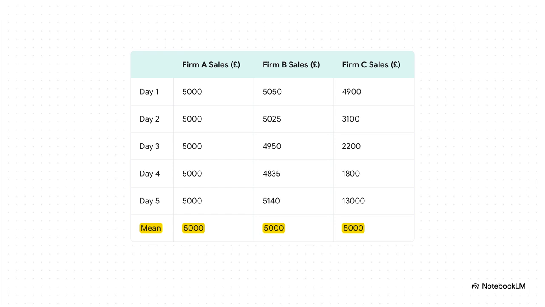Now look at this. Firm A is just rock solid. $5,000 every single day. Firm B, it wobbles a little, but it stays pretty close to the mark. But Firm C, whoa, it is a total roller coaster. Some really bad days, and then one absolutely massive day that pulls the whole average up. And yet, when you do the math, they all have the exact same average. This right here is the problem. The average is lying to us.